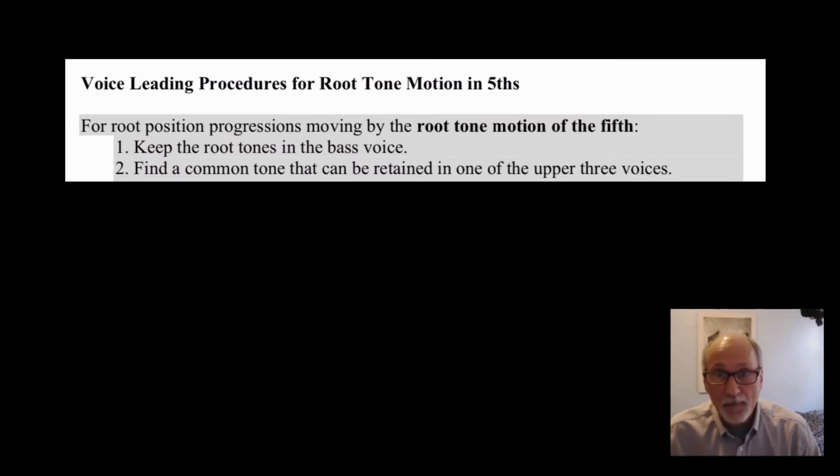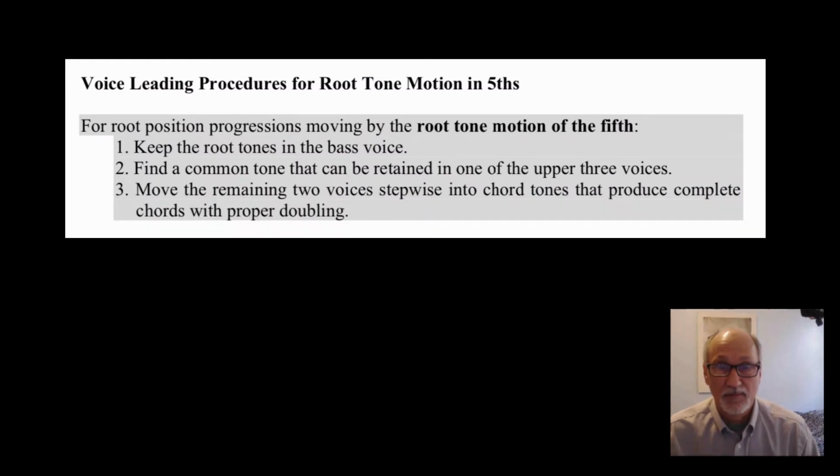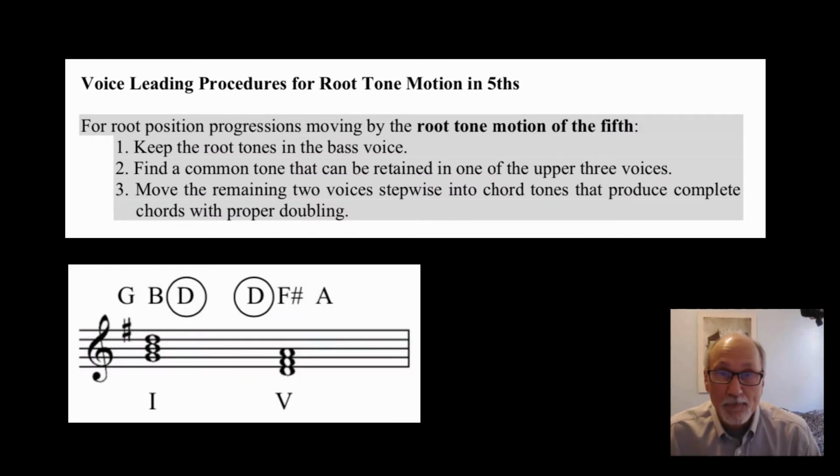2, find a common tone that you can retain in one of the upper 3 voices. In other words, a tone that the first chord has in common with the second chord, and then keep it in that same voice. Maybe it's the soprano, maybe it's the tenor, maybe it's the alto. Keep it in that same voice. Finally, move the other 2 voices stepwise, just by 1 step, into the chord tones that produce the complete chords with a proper doubling. Now remember, the proper doubling always means you're doubling the bass, which is the root tone. So here's an example. We're in the key of G, and we're going to go from a 1 chord to a 5 chord.